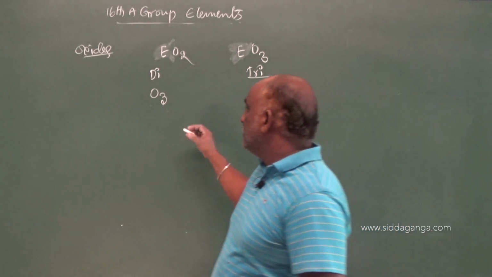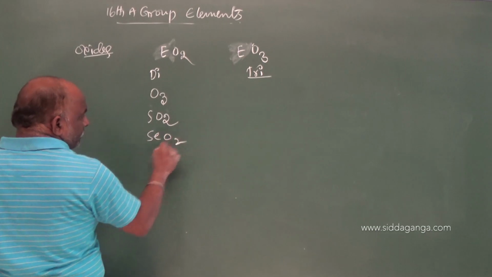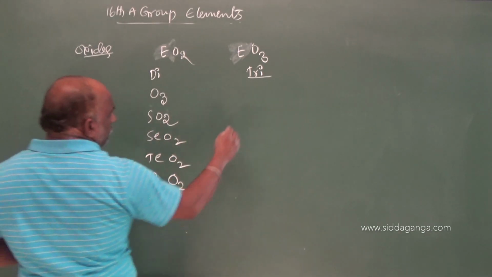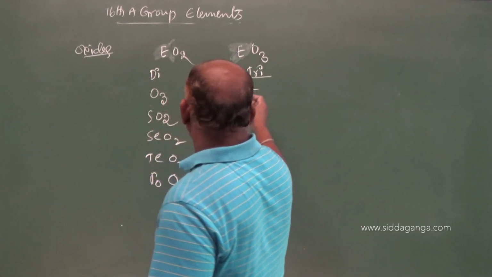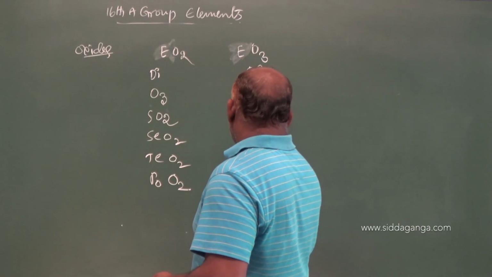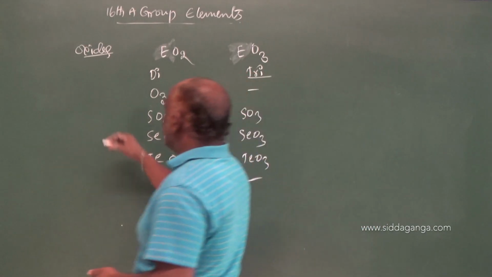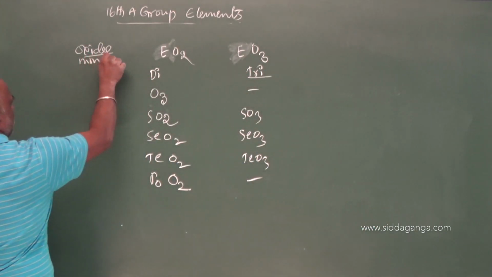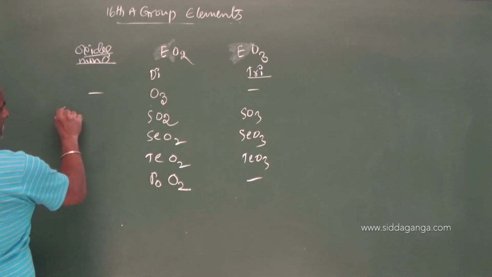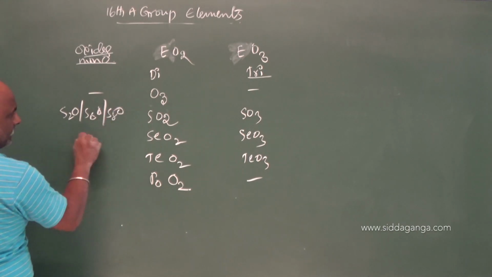Oxygen dioxide is ozone, because O plus O2 gives ozone. Next are SO2, SeO2, TeO2, PoO2. Next, oxygen trioxide is not there, but SO3, SeO3, TeO3 exist, and some other oxides also. Those are monoxides; oxygen monoxide is not there. Sulfur monoxides are S2O, S6O, S8O.